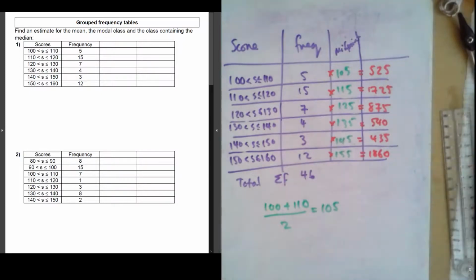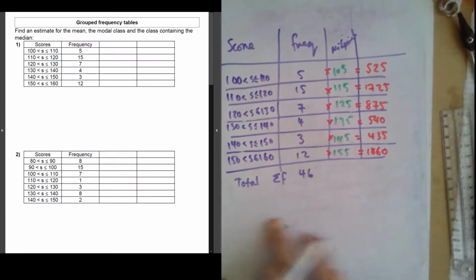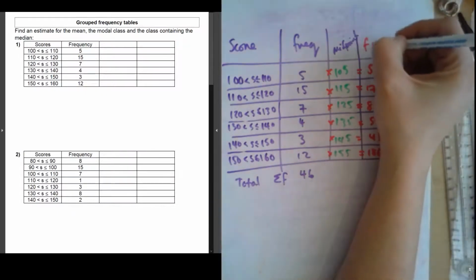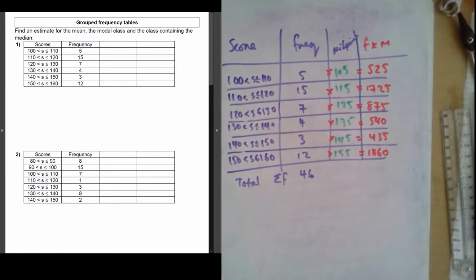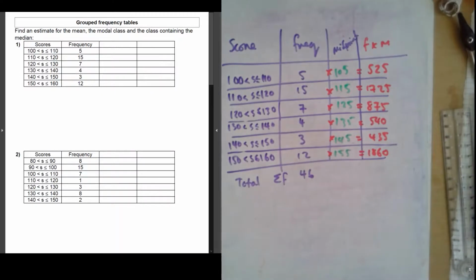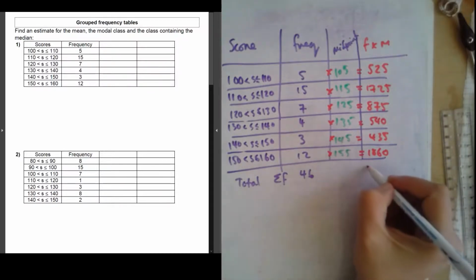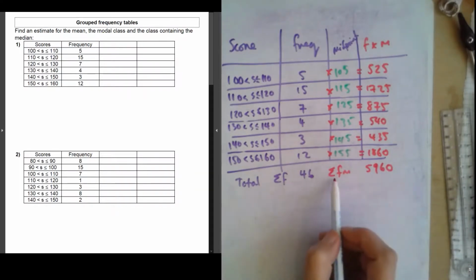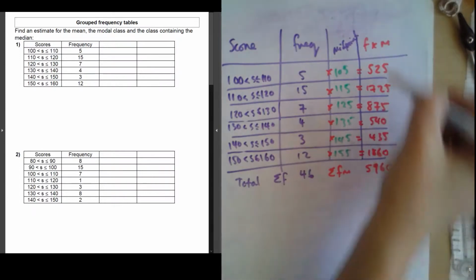Okay, so at this point, we're going to do exactly the same thing that we did last time, which is we are going to add this up. So obviously this is frequency times the midpoint. Some people call it FM because it's the frequency times the midpoint, which is exactly what it is, right? So let's add all of those up. 875. Okay, so altogether, this is 5960, and this would be the sum of frequency times the midpoint, which is that one there.